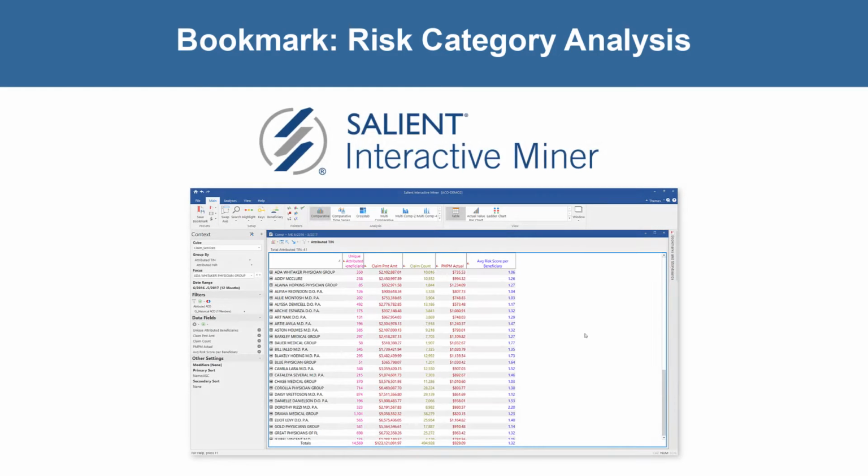For this bookmark, you're going to be using Salient Interactive Miner, or SIM for short. You're using SIM to answer this question because it allows us to dig deeper into the data in order to find the result that you're looking for. This tutorial is meant to be used with the risk versus claim payment amount handout that can be found in Salient University.